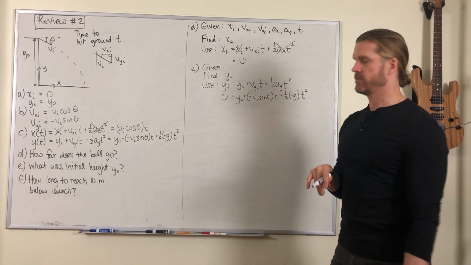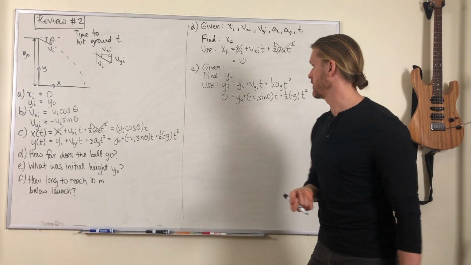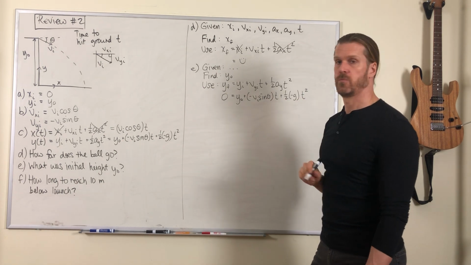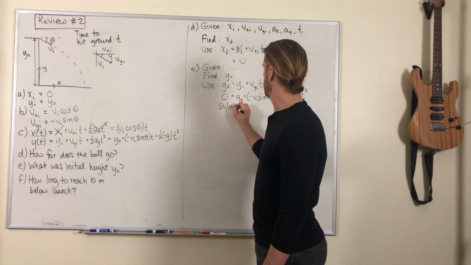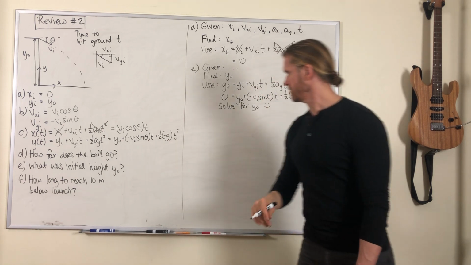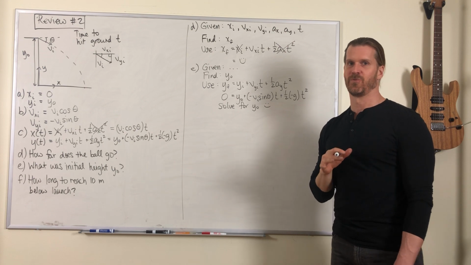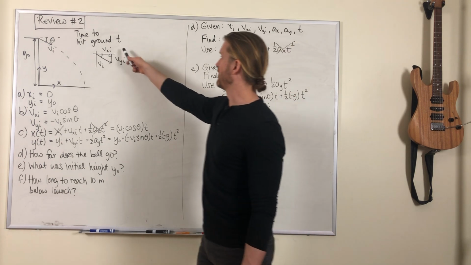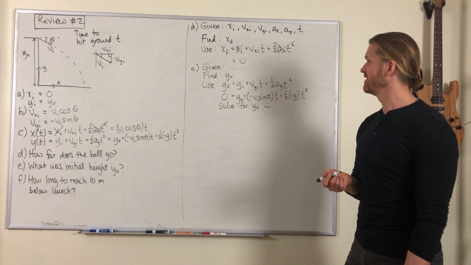Got all of this stuff because that t is still the same t that we were given, the time to hit the ground. So we know all of these numbers and we just solve that for y0. This problem was being kind of nice to you by giving you this value t, because usually that's the hardest thing to find in kinematics problems.